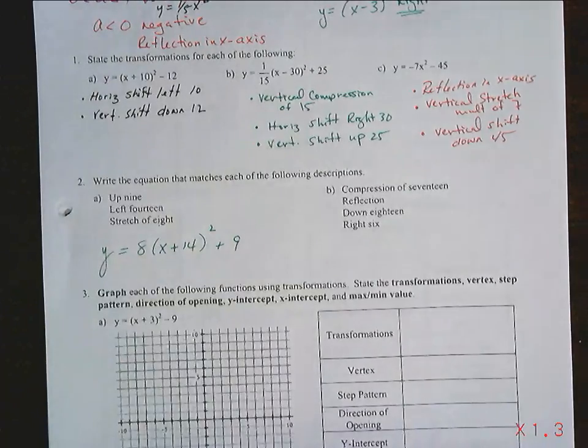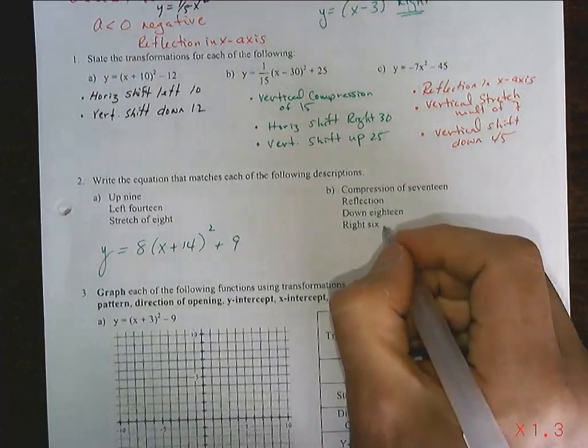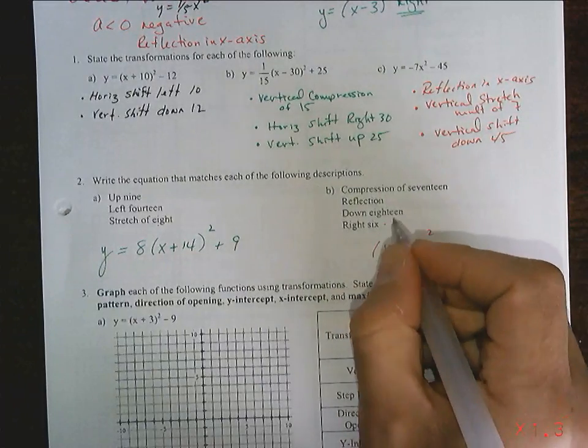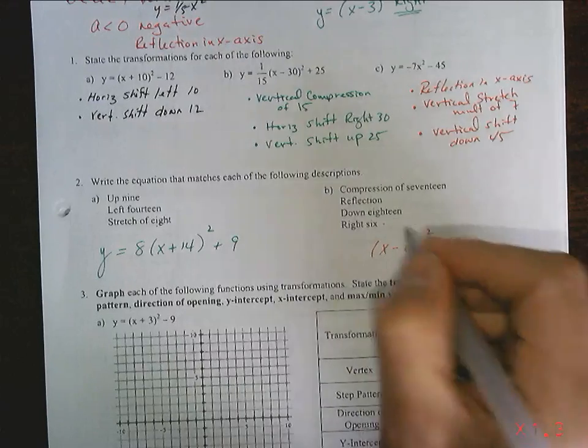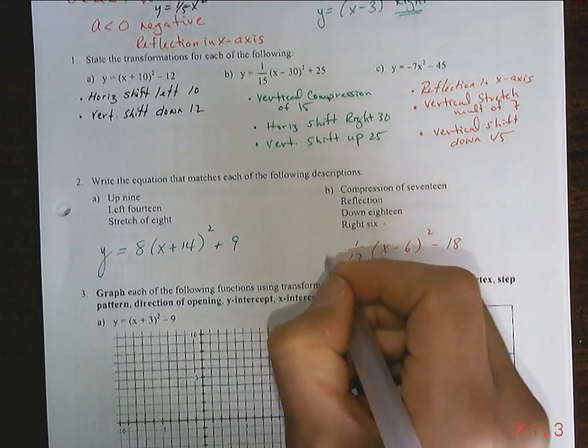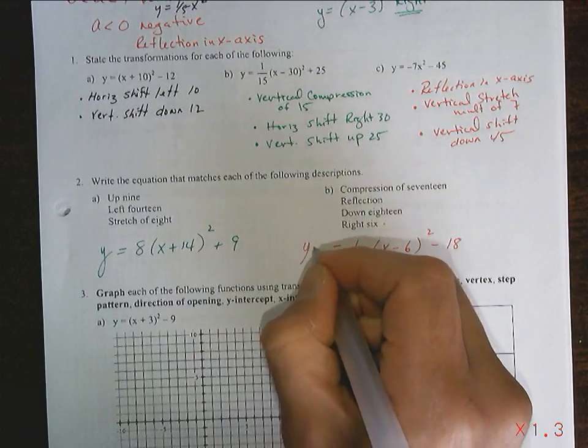This one over here, and again, I'm going to start with my right 6. So it's going to be x minus 6 squared. I'm going to put in my down 18. I'm going to put in my compression of 17. And I'm going to put in my reflection. And then y equals.